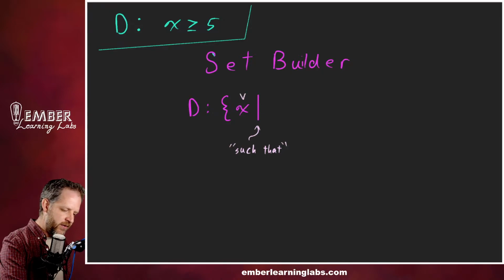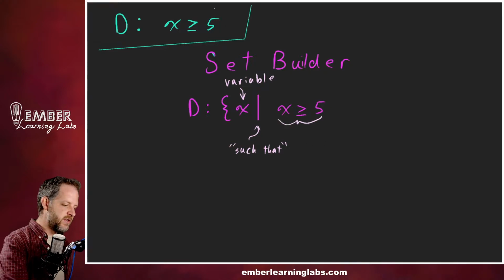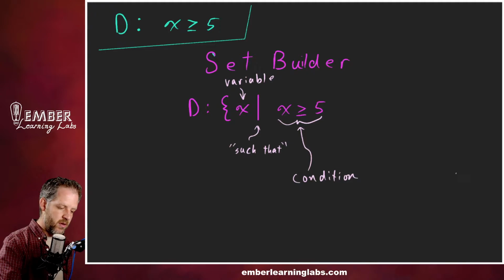This right here is the variable that we're interested in. And the next part right here is the condition. If we were doing this in set builder notation, we'd just write it just like it is: X is greater than or equal to 5. So this is called the condition. This is often called conditional notation, by the way, and that may help you understand it. And then we put a comma.